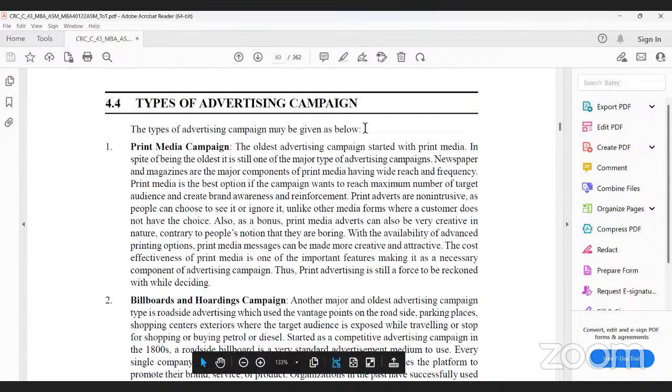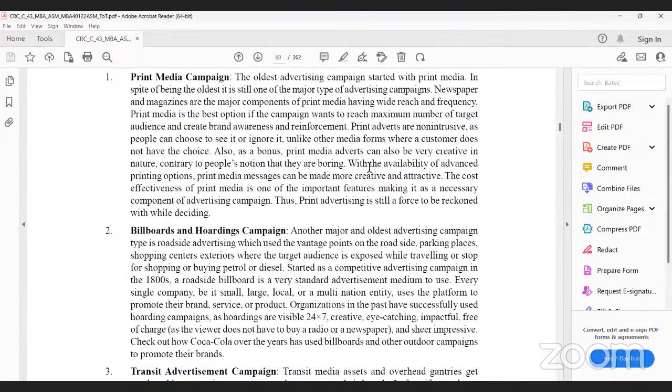Return on investments. So there are different types of media and different types of advertising campaigns. Earlier also we discussed, one is the print media campaign: newspapers, magazines, journals, flyers, publishing a book, wall paintings, billboards. So many different types of media campaigns are there. It is a very old type of advertising campaign, and print advertising is still a force to know while deciding.